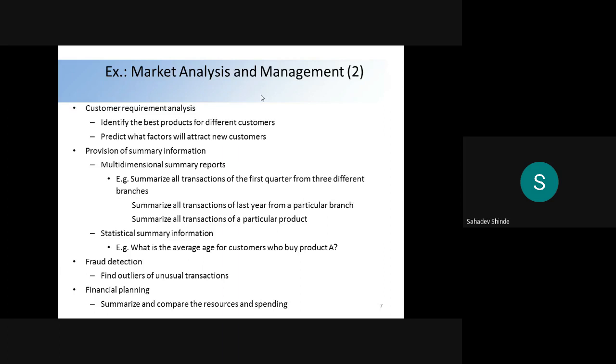And again, it is also useful for fraud detection: find outliers of unusual transactions. Outliers means the irregular transactions we need to find out. And again, you can make financial planning, summarize and compare the resources and spending. By considering the resources and the spending, we can make the financial planning also.